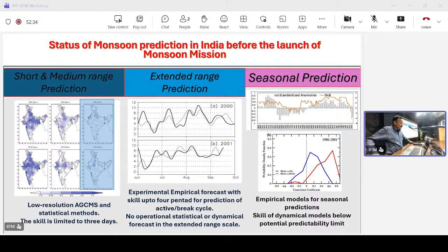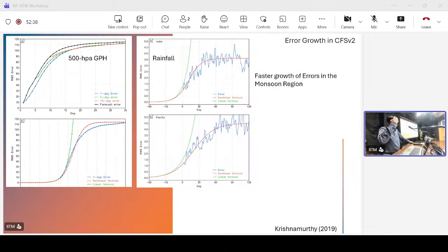So that is how we started the Monsoon Mission. Then we started progressing from there onwards. So what do you notice here again? The 500 hPa geopotential height, how the error grows in the models. This is again from the CFS version 2, Krishnamurthy's 2019 paper.